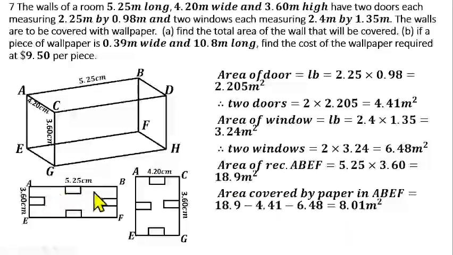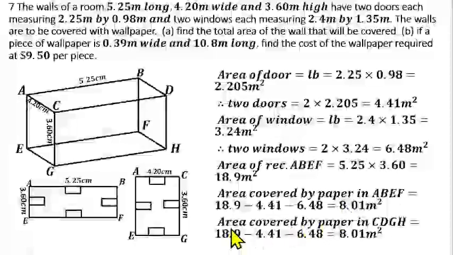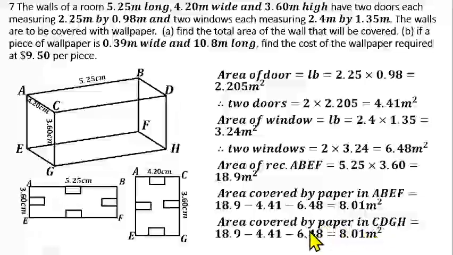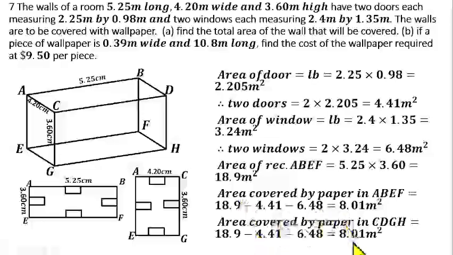So also we know that the same thing we have here is the same thing that will happen to the rectangular wall that is facing this ABEF, which is CDGH. That means we can also get the area of the paper that will cover CDGH, which is the same as what we got for the one facing it. You don't need to go through this stress again. So the area covered by the paper in rectangle CDGH will also be this minus this minus this, which gives the same answer, 8.01 square meters. So we have gotten it for the 2 opposite walls.